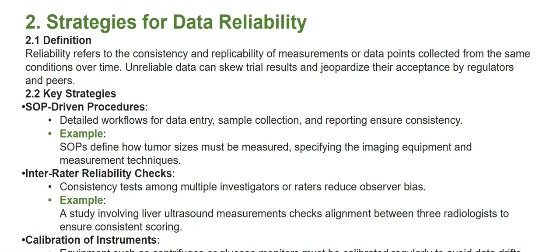Calibration of instruments. Equipment such as centrifuges or glucose monitors must be calibrated regularly to avoid data drifts. For example, bi-monthly recalibration of lab equipment in multinational trials ensures accuracy across sites. And this is just an example, because the majority is annual yearly recalibration of the instruments at the research site facility.